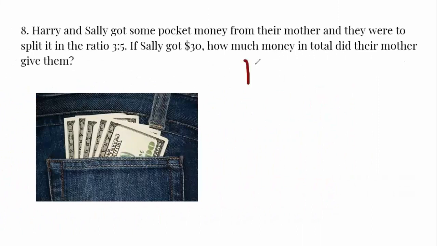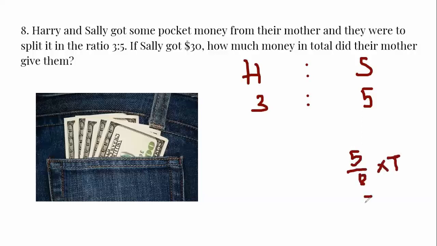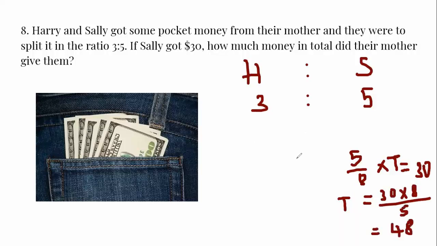Harry and Sally got some pocket money from their mother and they split it in the ratio 3:5. If Sally got $30, how much money in total did their mother give them? So the ratio for the amount of money that each got is 3:5, but the amount of money Sally got is $30. So the fraction that Sally got is 5/8. Consider the capital T as the total amount of money that their mother gave to both of them. Then simplifying the formula, T equals 30 times 8/5, where the total amount is $48.